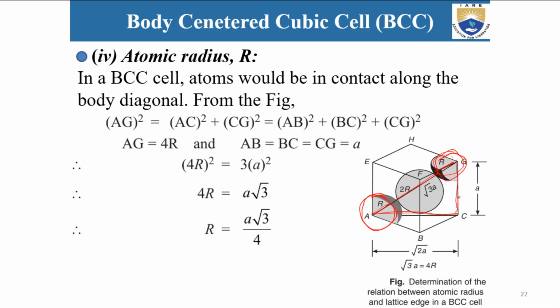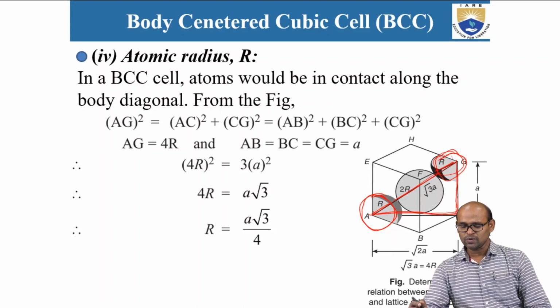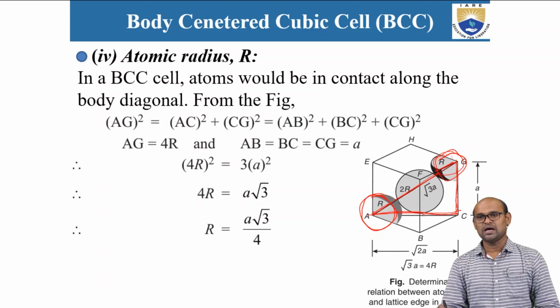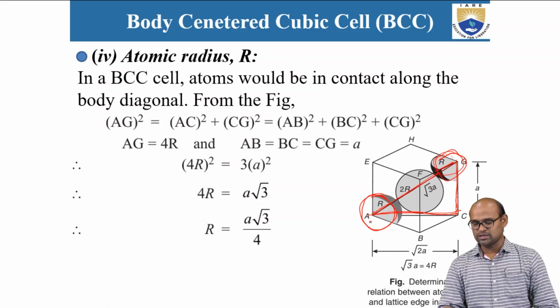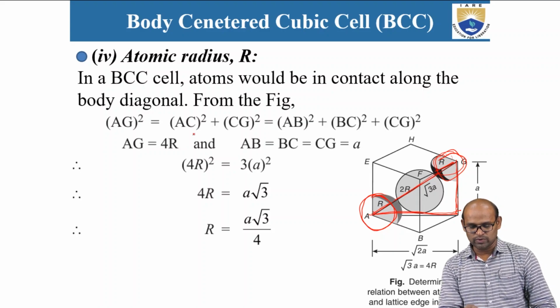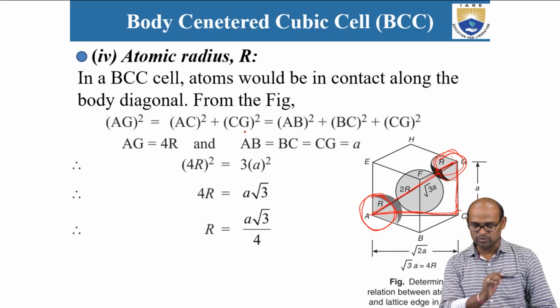Why is AG square equal to AC square plus CG square? AG is nothing but the hypotenuse, right? And AC is the adjacent side and CG is the opposite side. We know from the Pythagoras theorem that hypotenuse square is equal to adjacent square plus opposite square. That is the reason why AG square is equal to AC square plus CG square. Now we have to calculate AC, CG, and AG.